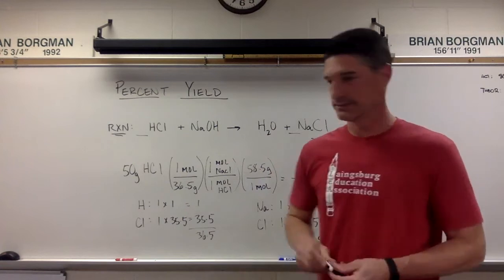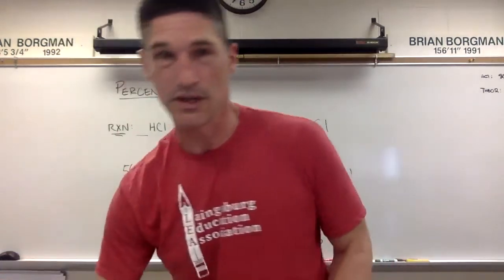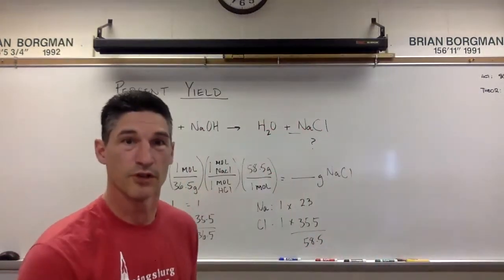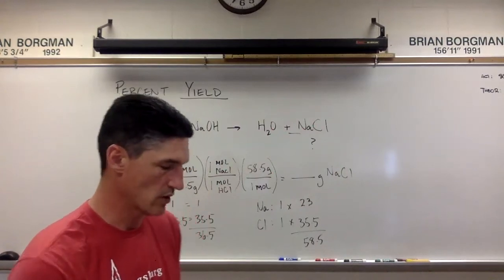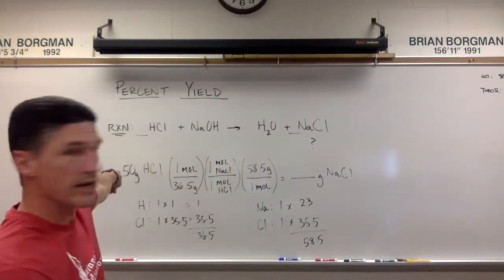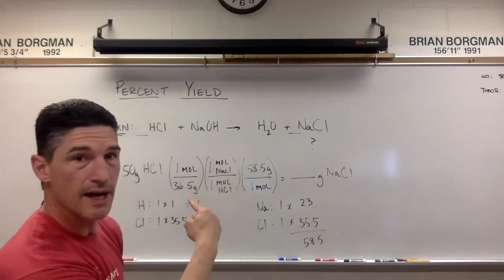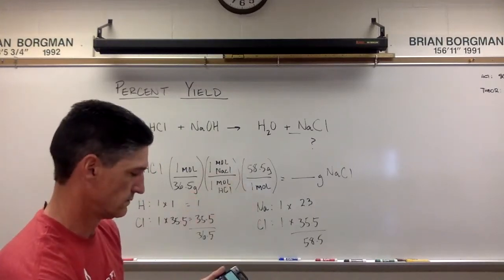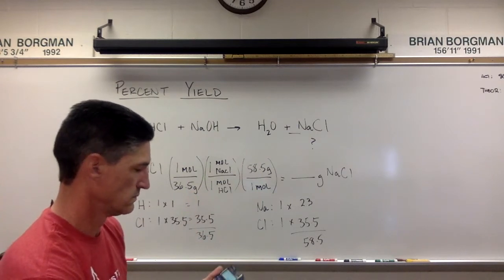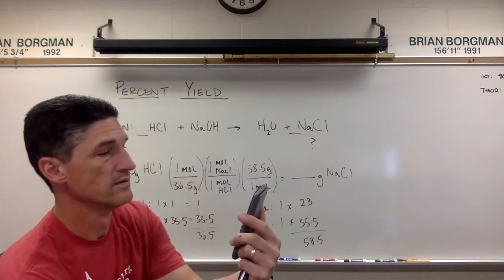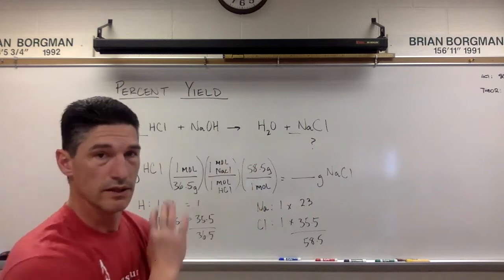Now I grab my calculator. So we haven't done percent yield yet. First, we have to figure out what we should expect in the world. So starting with 50 grams over here, we're going to divide by 36.5. Okay, 1.36986, blah, blah, blah. Leave that in the calculator.